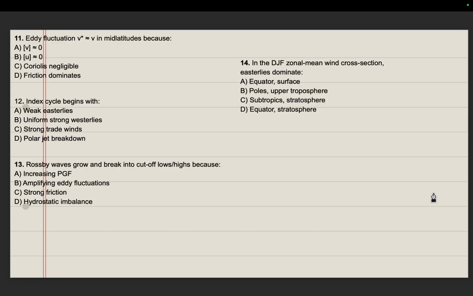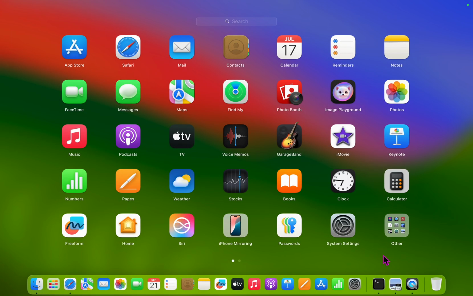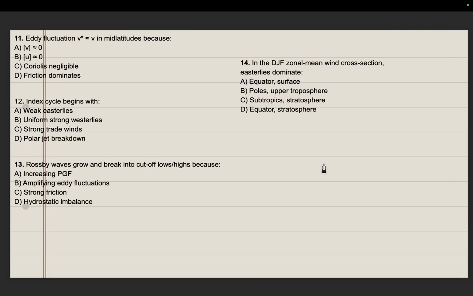Now the main questions from this lecture slides can be like this. Eddy fluctuations, that is u prime, v prime, in the mid latitudes, because what is this? V bracket equals 0, U bracket equals 0, Coriolis negligible, friction dominates. You can write the answer in the chat box, or you can unmute yourself and tell the answer. Option A. Yes. Question 11, option A is correct.